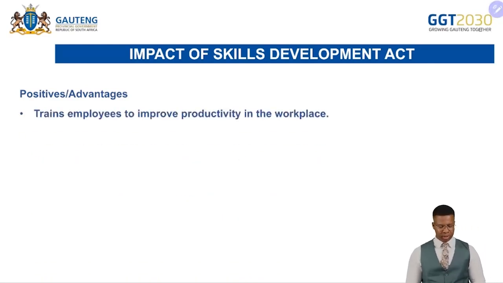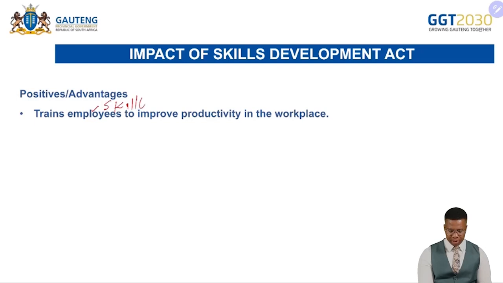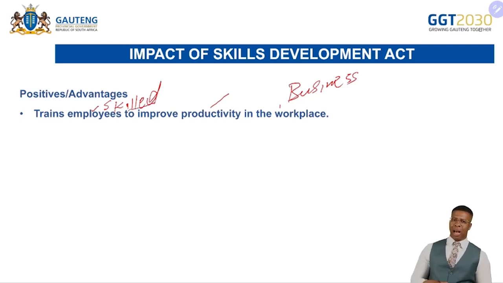But some of the positives is that it trains employees to improve productivity in the workplace. So immediately the employees become very competent or very skilled. It means the productivity of the business, remember, of the business now increases. So the productivity will improve. Hence, we say it trains employees so that they become skilled, and immediately employees are skilled. It means they have the skill, they have the knowledge on how to do the processes very fast. And then when that happens, it means productivity is being achieved.